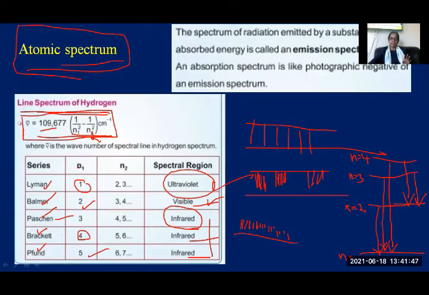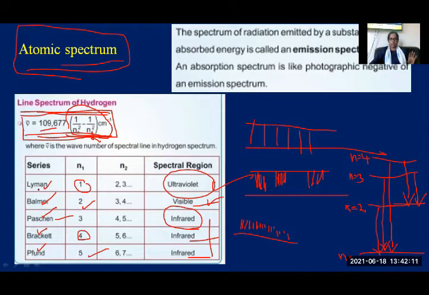Okay, so that you will be able to write the value of n1 here in the equation. Or they may say Lyman series. Or simply they may say the spectrum is obtained in the ultraviolet range. As soon as they say that, it should come to your mind that it is the Lyman series and the value of n1 is 1.